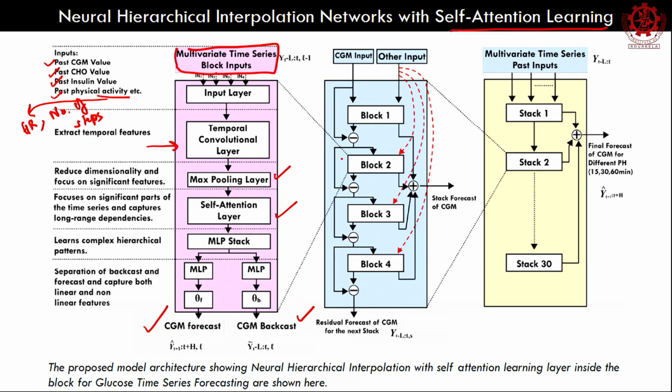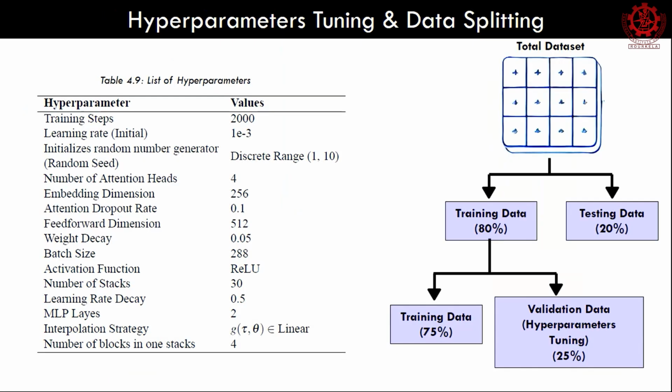This block is placed in a series of blocks, block 1, block 2, block 3, block 4, and all of this is placed inside a stack. There are multiple stacks available. This architecture is called the neural hierarchical interpolation network with self-attention layer. This is again another interesting time series forecasting network.